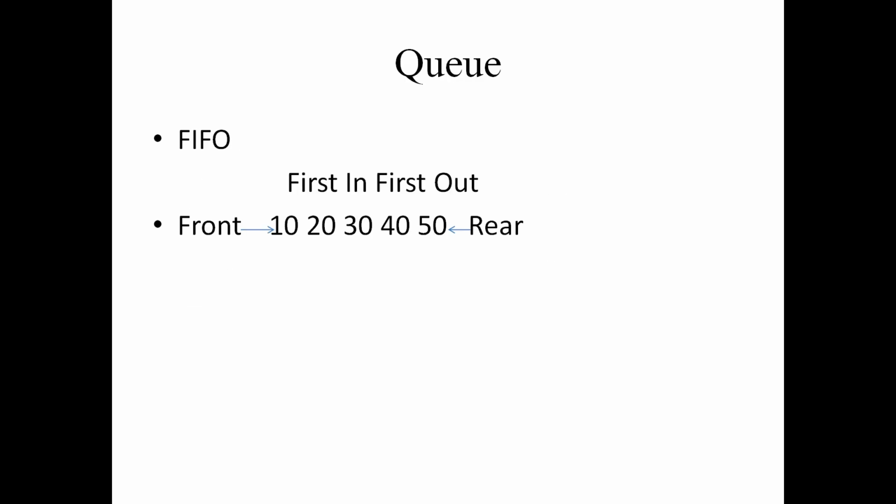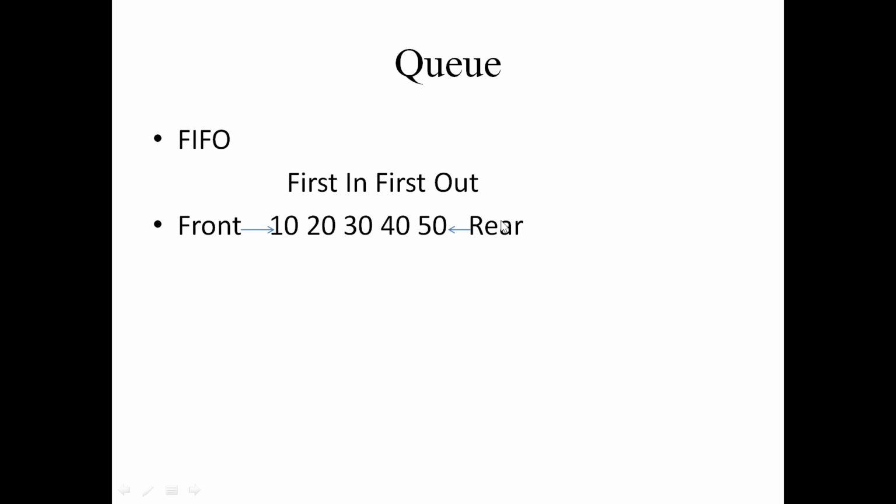A queue follows the FIFO principle, first in first out. The first element inserted is the first element removed. A queue at a ticket counter is a perfect example. A person who arrives first gets served first. Insertion takes place at the rear.